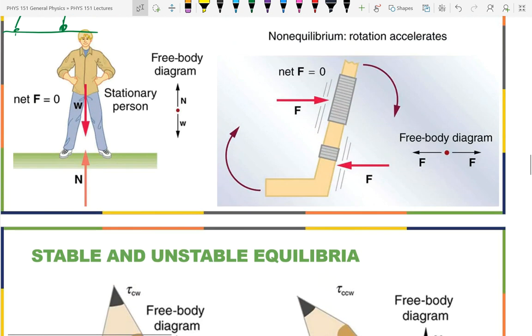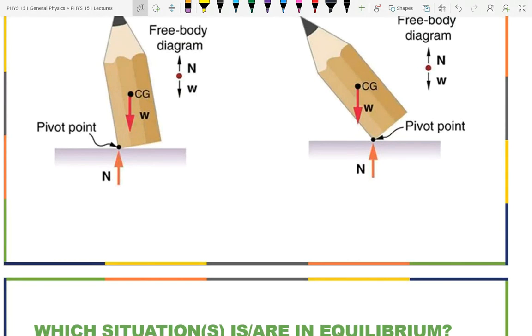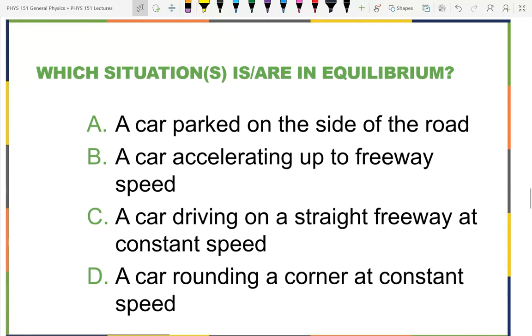Now, torques, I've introduced it, but I want to wait. Here you can see pictures for what I just talked about if you want to come back and look at them. Let's just go to these questions and then talk more about torque.